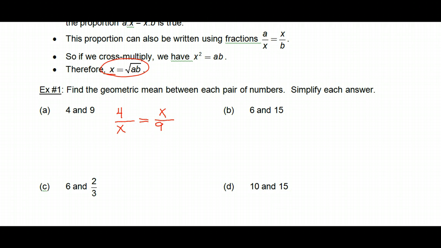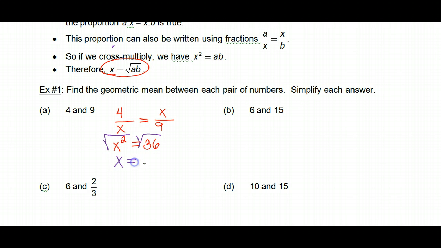So whenever you hear something is the geometric mean, so x is the geometric mean, we put it, as long as they are diagonal to each other, okay, and then you put the other two numbers in the other spots, and then we cross multiply. We get x squared equals 36. So when we take the square root, what do we get?